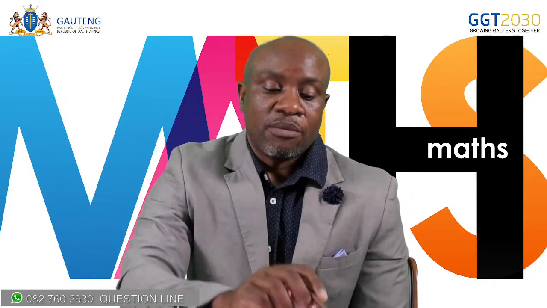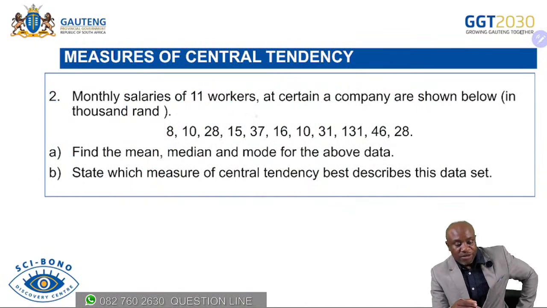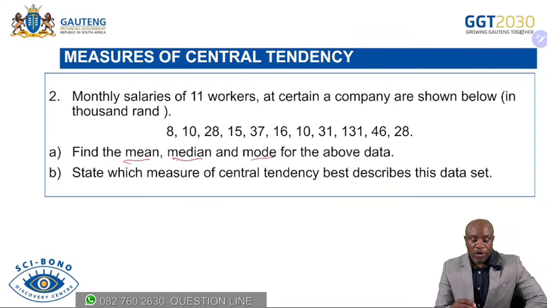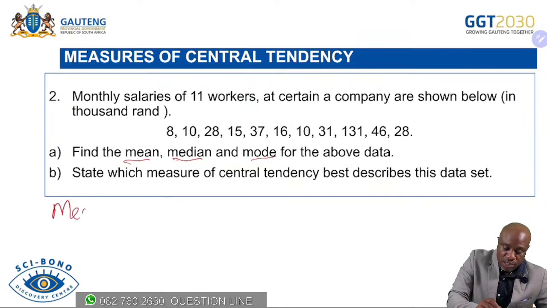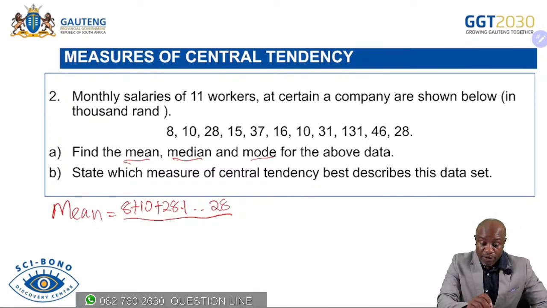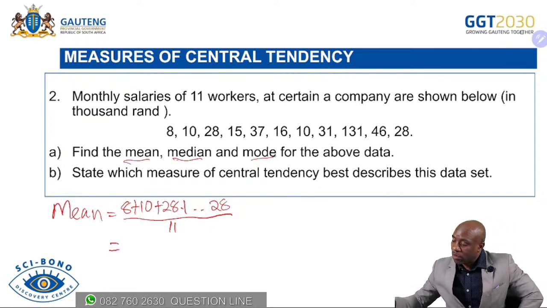Now, the monthly salaries of 11 workers at a certain company are shown below in 1,000 rands. The question that I asked you to do is calculate the mean, the median, and the mode. Now, if you want to calculate the mean, it's very easy. You'd say the mean is 8 plus 10 plus 28 plus 28 until the last value there. And there are 11 workers. We'll divide the total by 11. And I hope you got the same answer as I got.